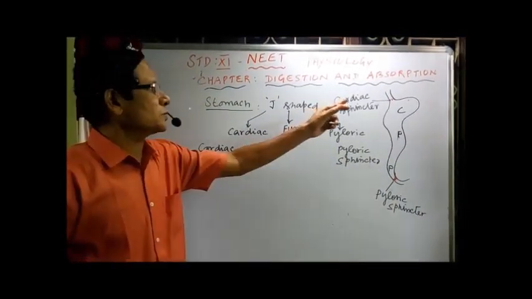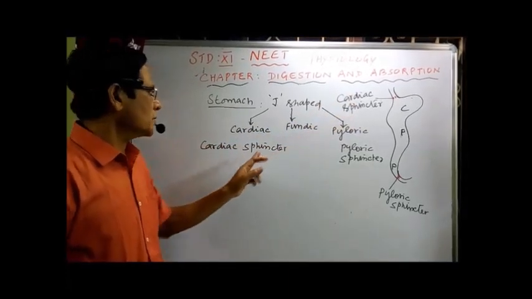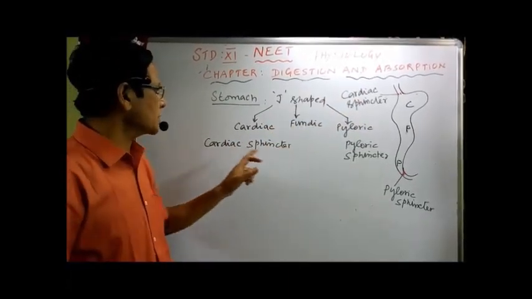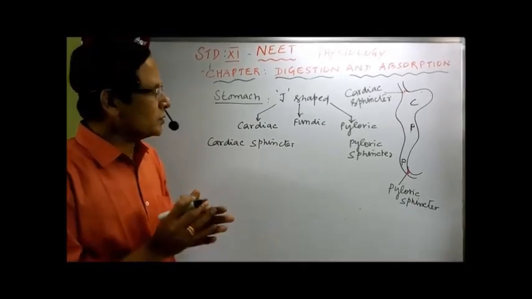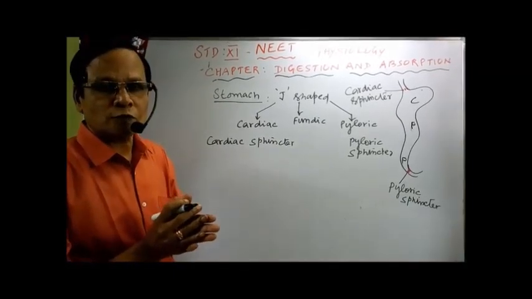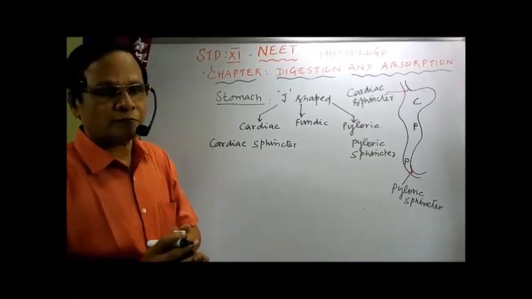Now, at the junction of the cardiac stomach and the esophagus, there is a sphincter called the cardiac sphincter. It regulates the flow of food from the esophagus into the stomach.